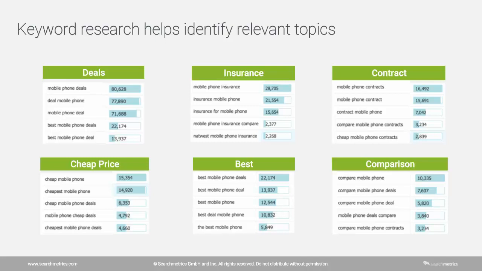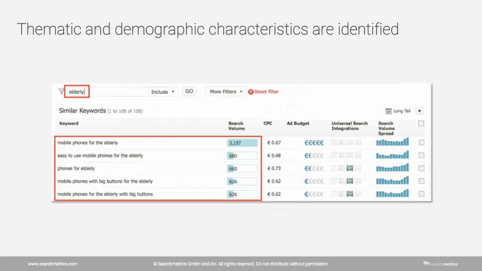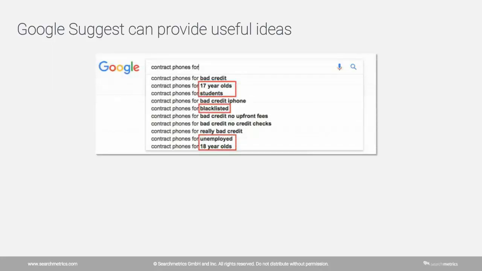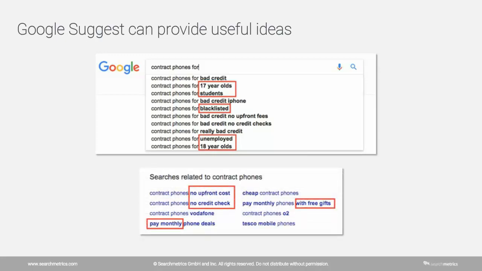And not only those topics, but also, for example, demographic characteristics. You can filter the keyword research for elderly people, and then you can see, okay, mobile phones for elderly people. So this could be another relevant persona that you can use in your set. And also, what I mentioned before, Google Suggest can be quite helpful, because these suggestions are based on what people are typing in there. So these are real questions people are having in the end of the day, and you can help them to answer. Okay, so now you have gathered all the information.